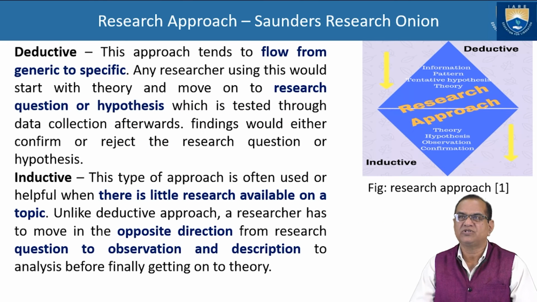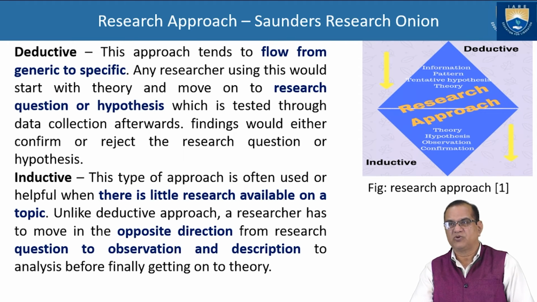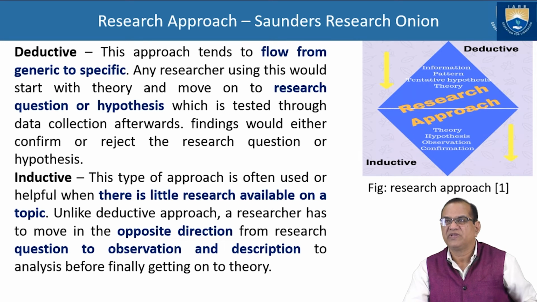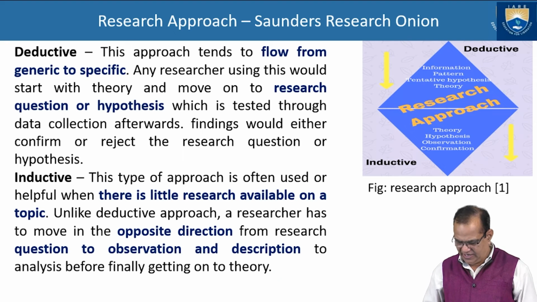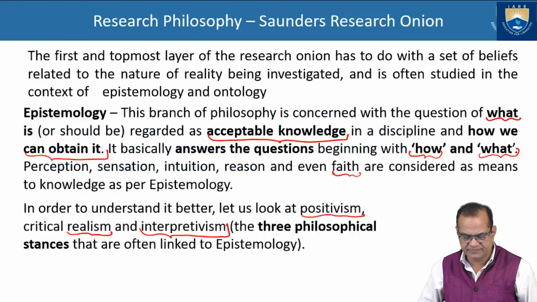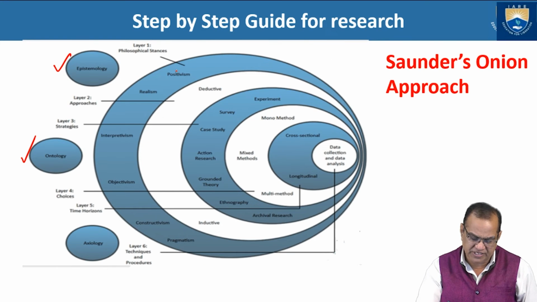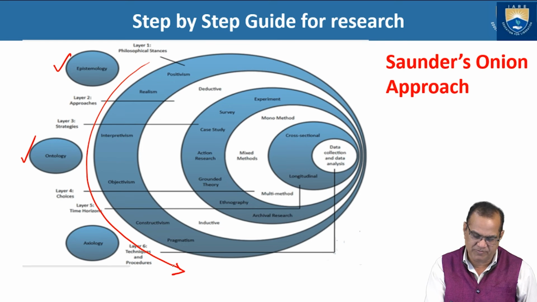Now, research approach, Saunders research onion. I will talk about these research approaches. Here we can divide this further. If you see the next, in this we have discussed 1, 2, 3, 4, 5 and 6. So this one layer is completed.